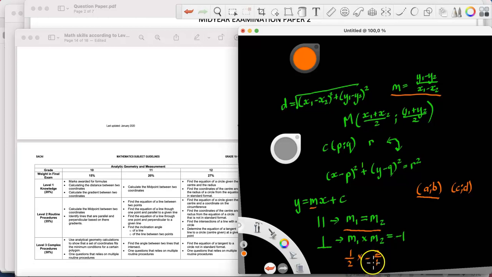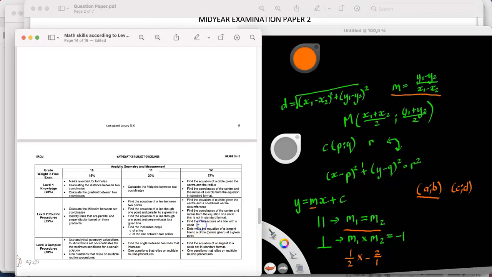If one gradient is 4, the other one will be -1/4. If one gradient is 2/3, the other gradient will be -3/2. That's when gradients will be perpendicular. Now again, the same thing applies. I've got the gradient, now I just substitute a point. Now this is the basics. If I know the basics, level 3 is just applying this in a little bit unique context.